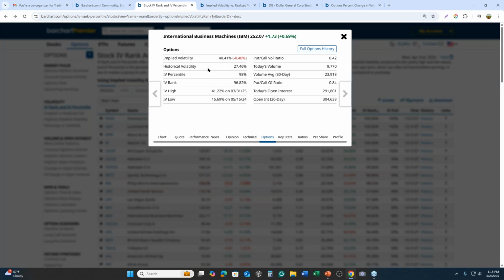So what do we see is that our historical here is 27.5. Well, that's almost exactly in the middle of our range of high to low. So if implied volatility fell back to 27.5, then we would anticipate that our rank in percentile would fall back to 50, in the middle of that range.